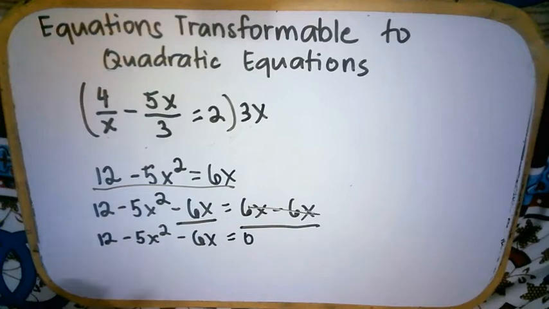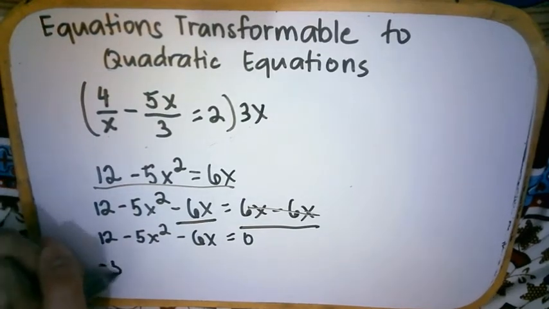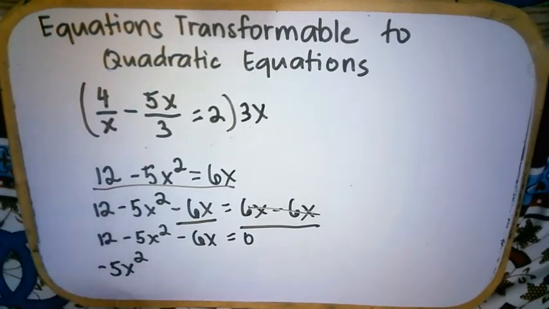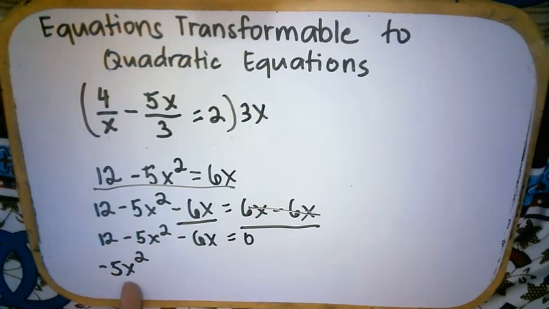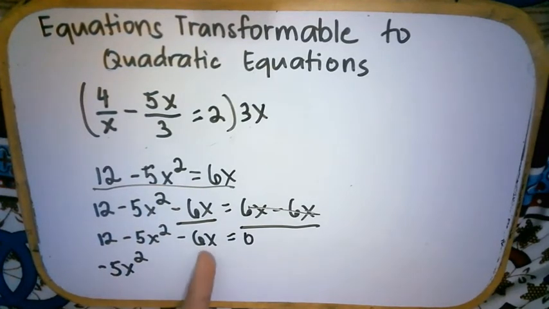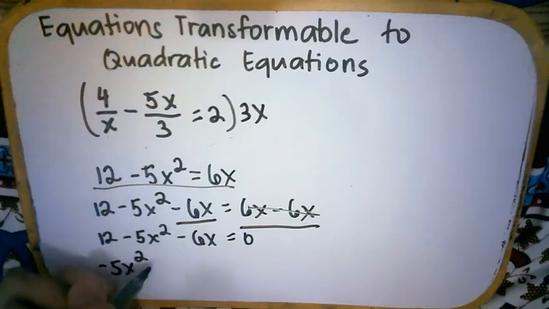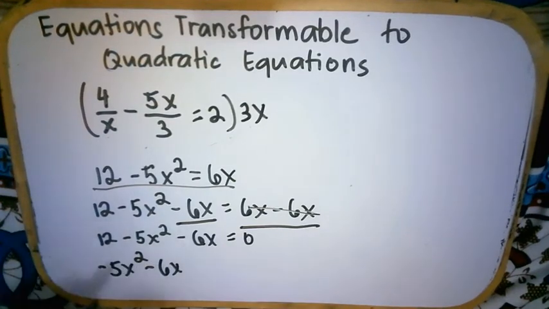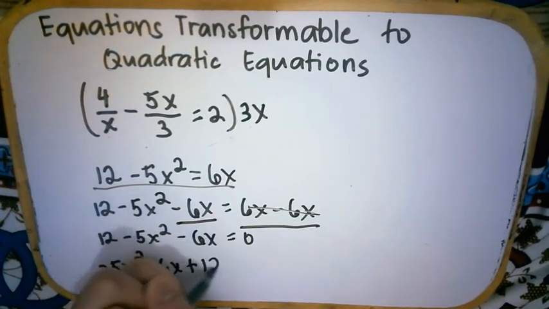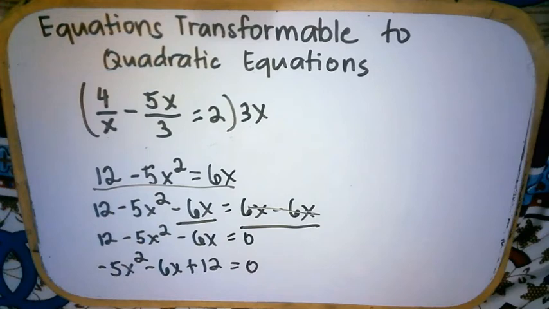So i-arrange muna natin. We have negative 5x squared for the quadratic term. And then isusunod natin yung linear term, yung may x lang, minus 6x, and then the last one will be the constant. Positive 12 yan, so therefore we're going to use plus 12 equal to 0. Therefore, our final answer is negative 5x squared minus 6x plus 12 equal to 0.